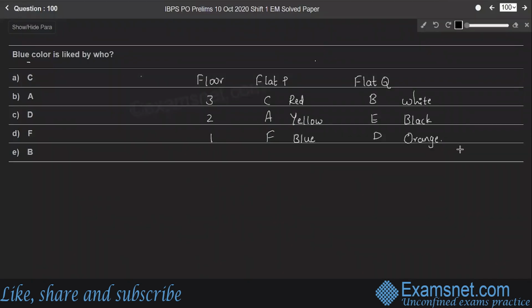Question 100. Blue color is liked by whom? Here, blue color is liked by F. Right? Option D is the right answer. With this, I am completing this paper.